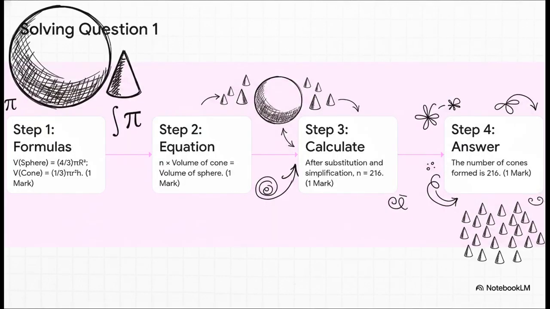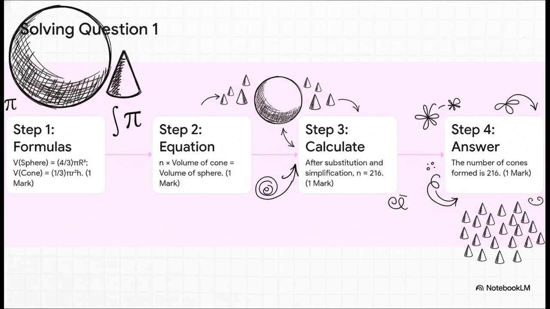Step 1, and this is crucial. Just write down the formulas. Volume of a sphere, volume of a cone. That's a free mark right there. Don't skip it. Step 2, set up the logic. The total volume of the sphere has to equal n, the number of cones, times the volume of one little cone.